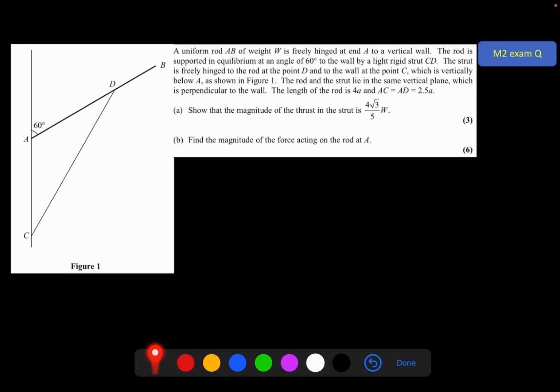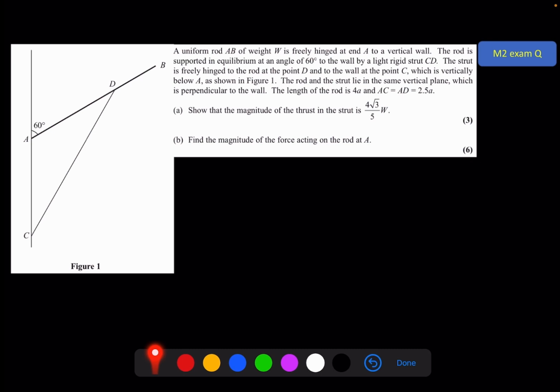The rod and the strut lie in the same vertical plane, which is perpendicular to the wall. Again, that's just formal language, making sure that there's nothing 3D happening here. The length of the rod is 4a, and AC equals AD equals 2.5a. Show that the magnitude of the thrust in the strut is this. Okay, that's quite a lot before we get started, but the important thing is to get our forces on the diagram correctly, otherwise we might mess everything up.